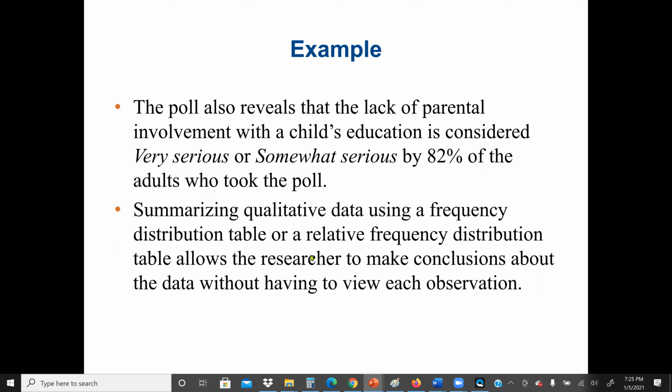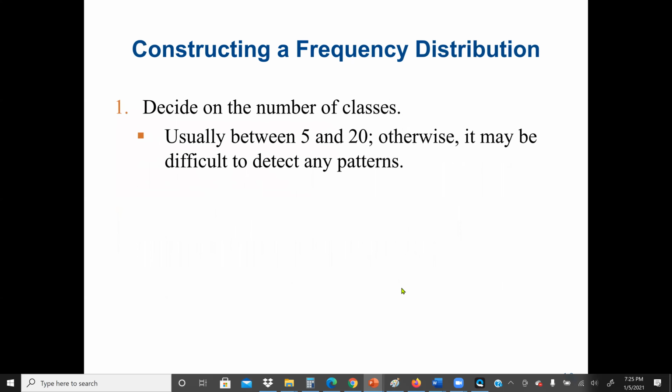Now, summarizing qualitative data using a frequency distribution table or relative frequency distribution table allows the researcher to make a conclusion about the data without having to view each observation. So the relative frequency can give us the percentage or the proportion of each category related to the total items. Now, in this section, we saw the steps of creating a frequency distribution table using qualitative data. It's only 2 steps.